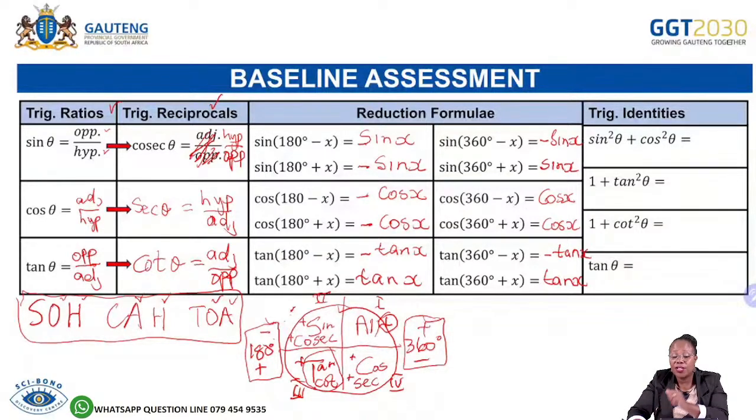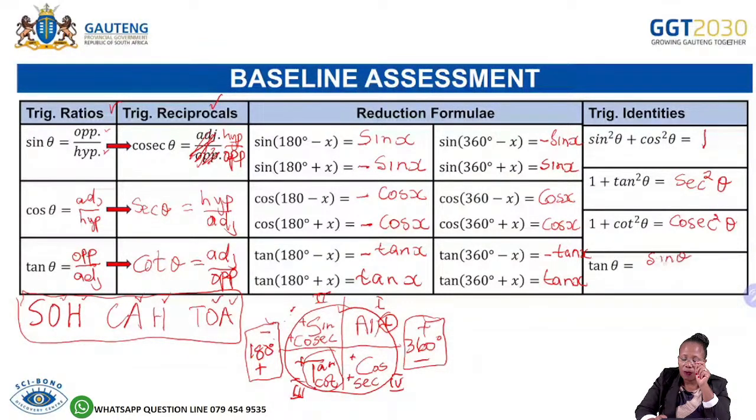And then with the identities, remember we have square identities and then we have the quotient identities. Sine squared plus cos squared equals 1. 1 plus tan squared theta is sec squared theta. 1 plus cot squared theta is cosec squared theta. Tan theta is sine theta over cos theta. And then if we're having cot of theta as another reciprocal, it will be the inverse of tangent, which is cos theta over the sine of theta.